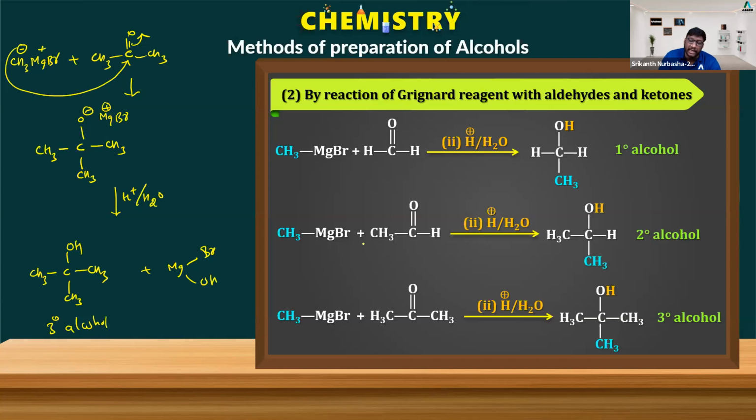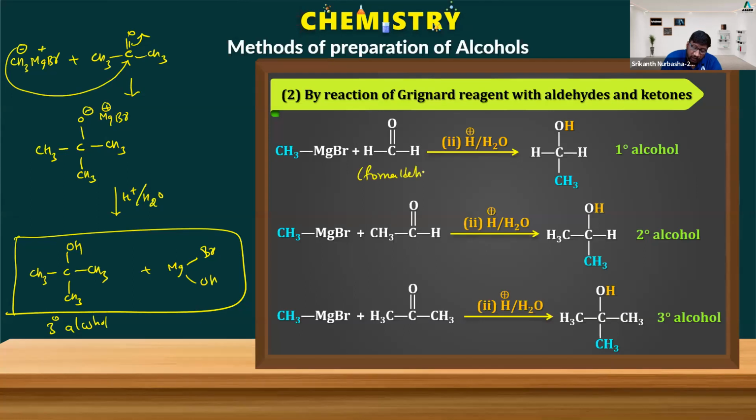That H plus will again be used for the acidic hydrolysis of one more molecule. So these are going to be obtained. With formaldehyde, you get a primary alcohol. With aldehydes, except formaldehyde, HCHO, you get a secondary alcohol. With ketones, you will be getting a tertiary alcohol. So Grignard reagent reacts with the aldehydes and ketones to form primary, secondary, and tertiary alcohols.